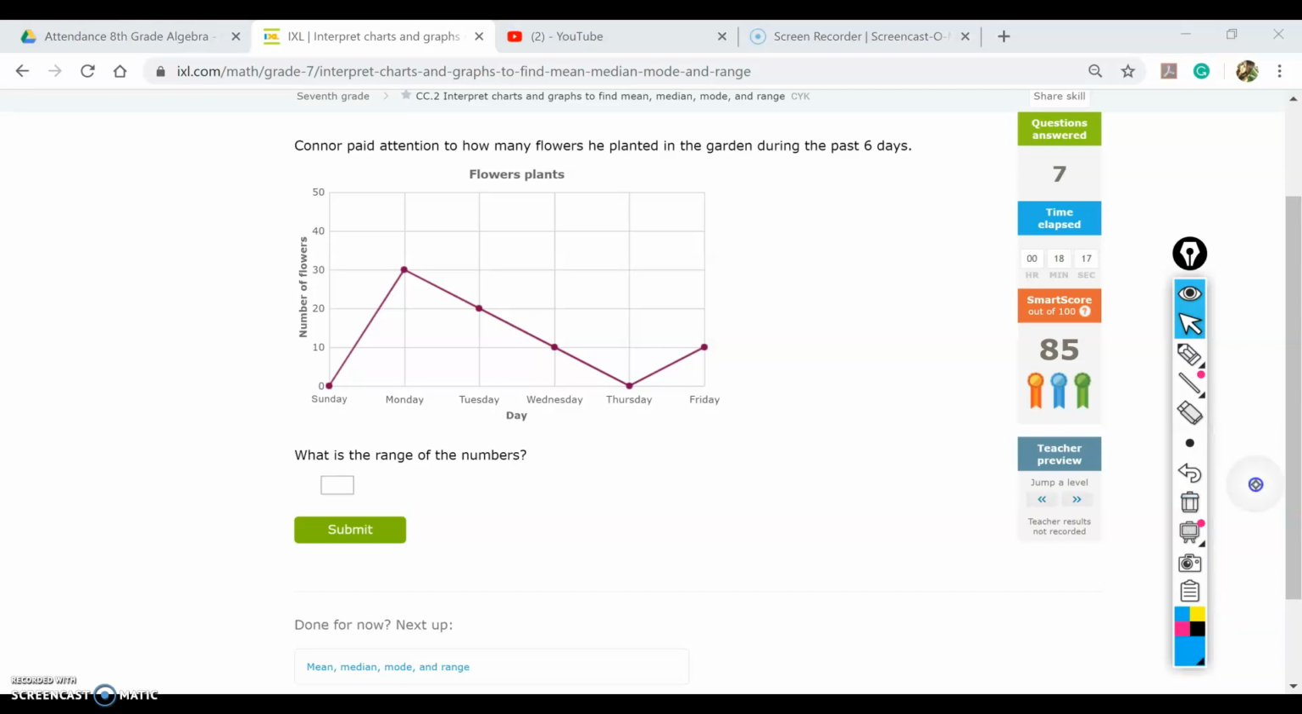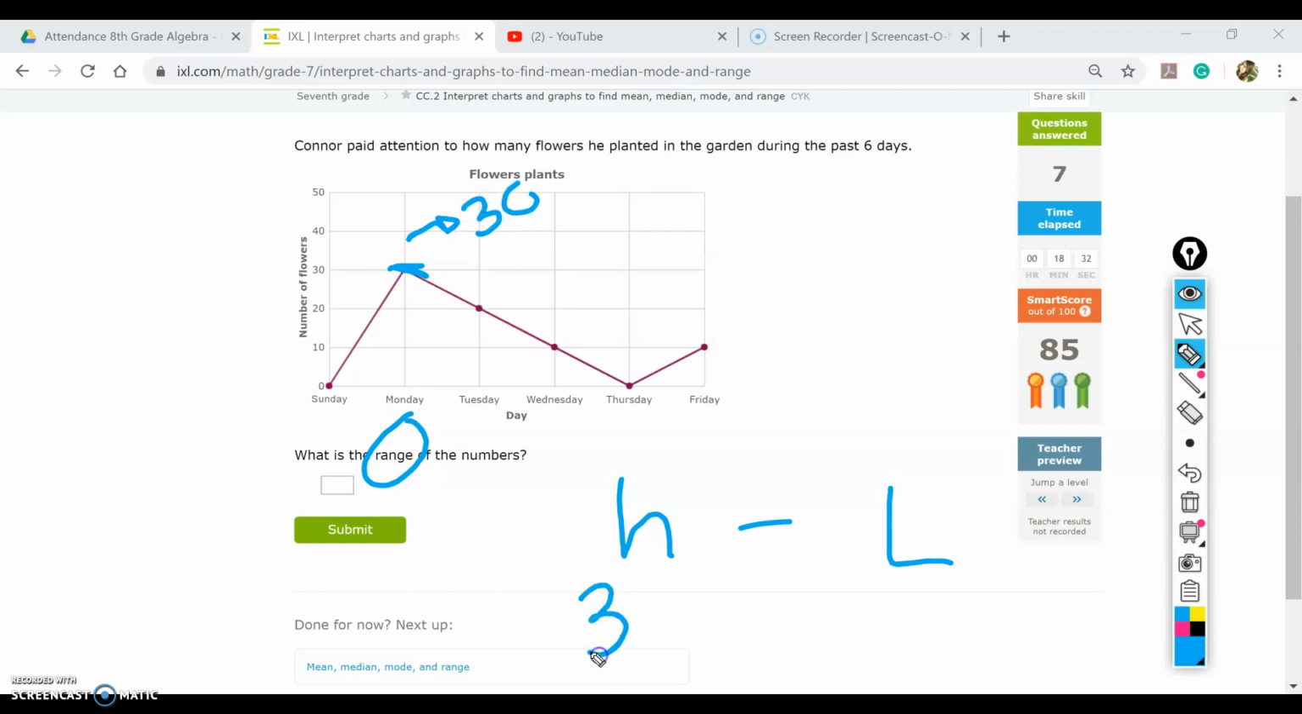The word range is telling you that you need to find the difference between the highest number minus the lowest number. So if I go to my graph, the highest number is represented right here. And that number is actually 30. So my highest number is 30.